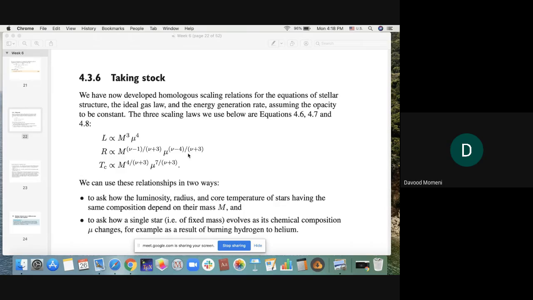And the second thing which you can do with this equation is think about a single star, one star, and by single star we mean a star for which you fix the mass, and then you can see the change in the luminosity, radius, and core temperature as a function of the chemical potential. And you can study how, when the chemical composition of the core of the star changes, the luminosity, radius, and the core temperature will change.